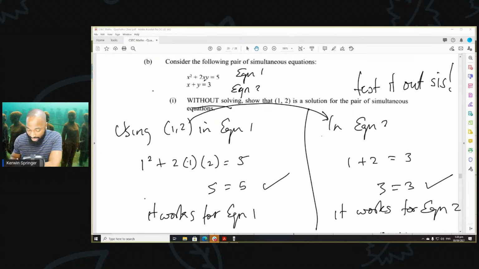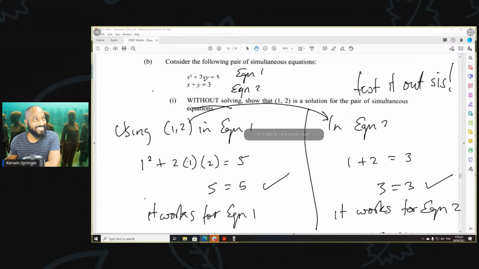And you write a little conclusion out here. It works with both equations. You don't need to be spectacular, it's maths, not English. So since the ordered pair (1, 2) works with both equations, it is a solution for the pair of simultaneous equations.